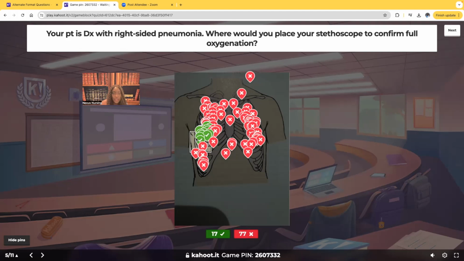Let me see if I can move this out the way. Oh, I can't move these out the way. But guys, this area right here, why? Because that's the bottom of the right lung. Remember, your patient's left side is your right and the patient's right side is your left. So if I tell you the patient has right-sided pneumonia, you're going to put your stethoscope over here. For you, it's your left side, but this is the patient's right side. Remember, they're facing you. So you're going to put your stethoscope in the right lower lobe.